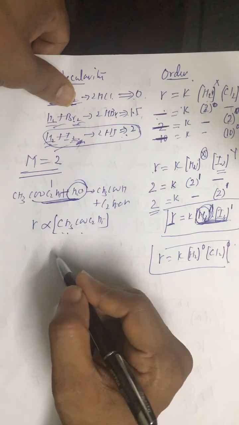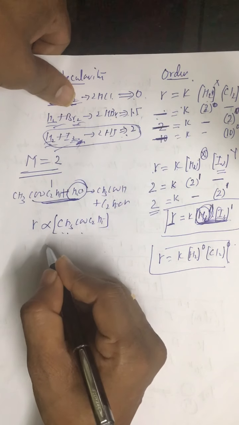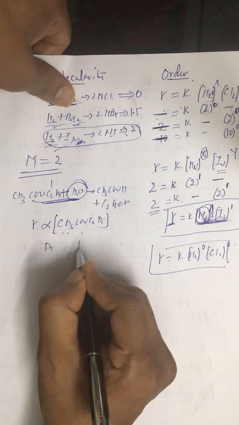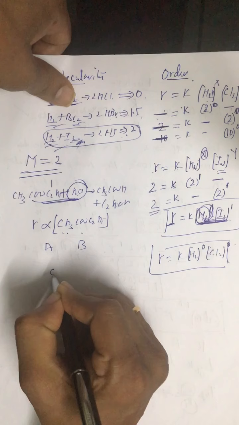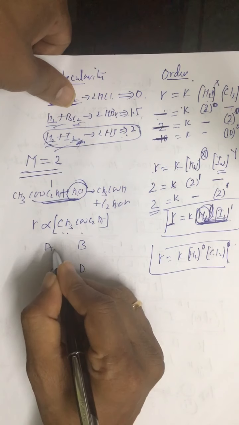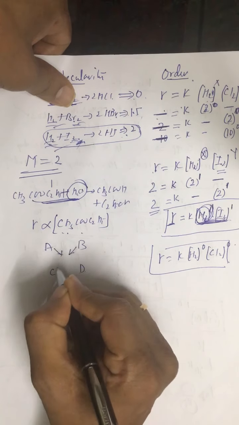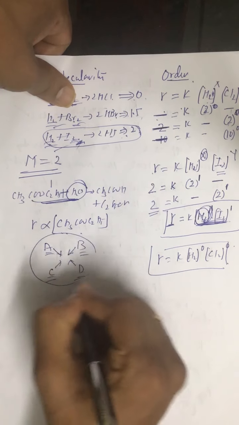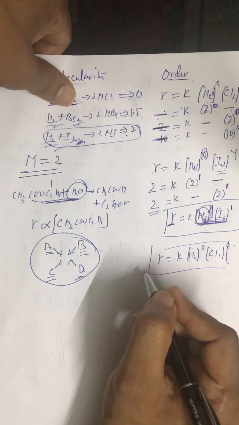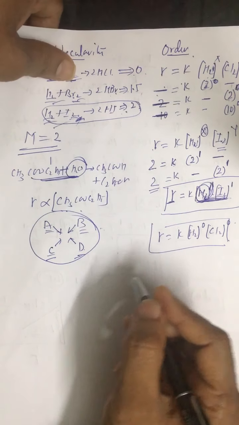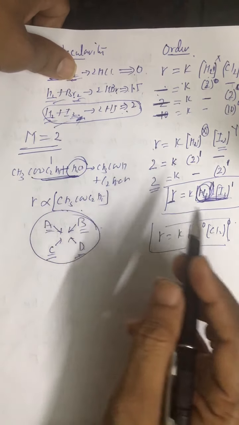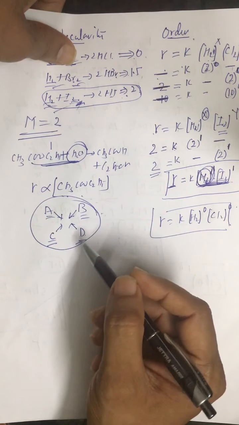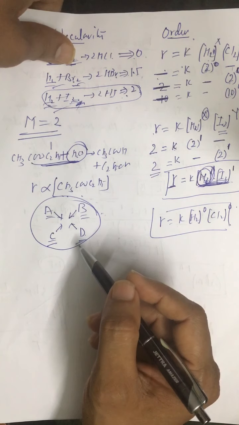Molecularity is never more than 3. Suppose we have 3 or 4 reactants. All of them must collide at the same time and all of them must possess a sufficient amount of energy. The probability of this is very low. That is why molecularity is never more than 3.